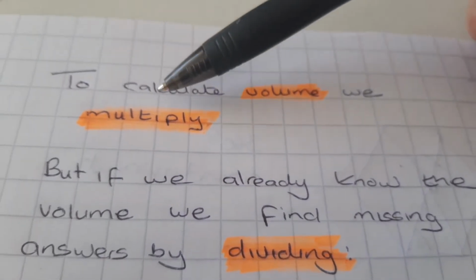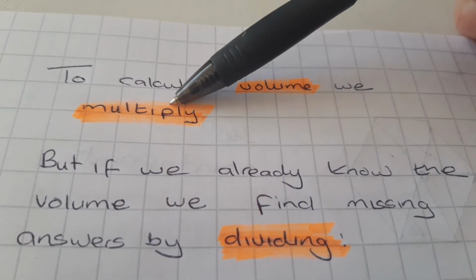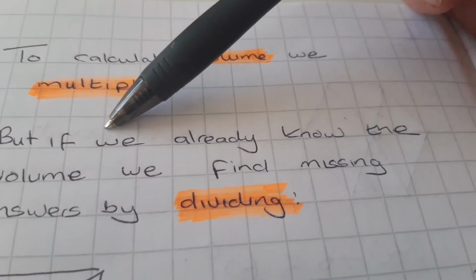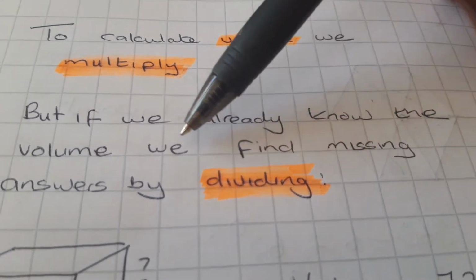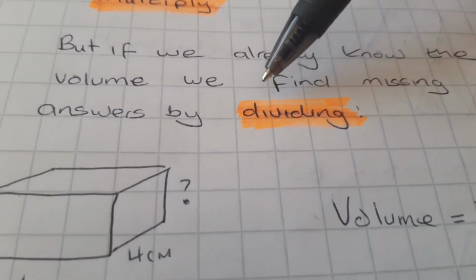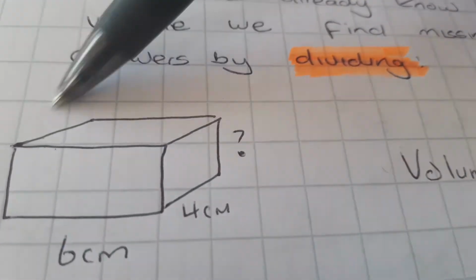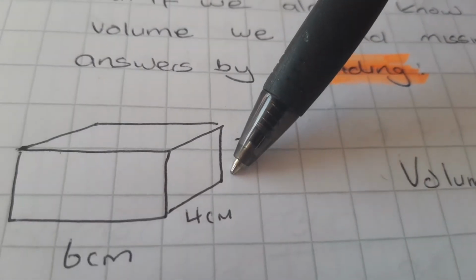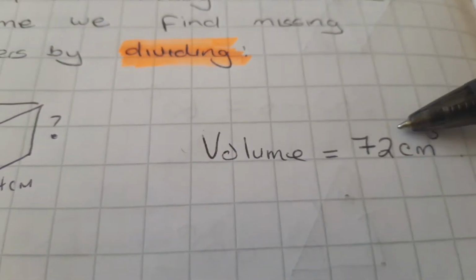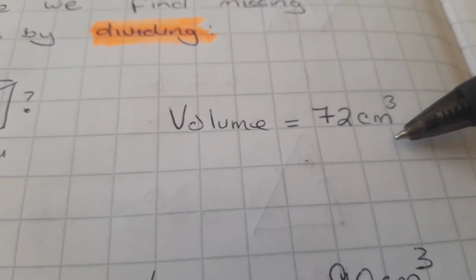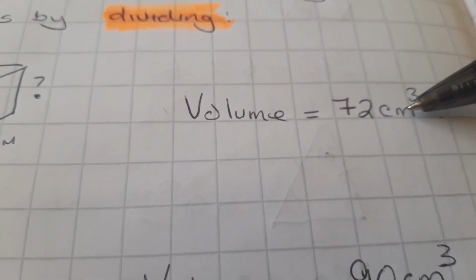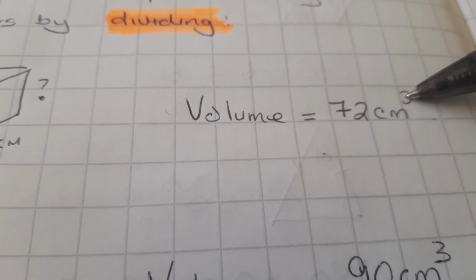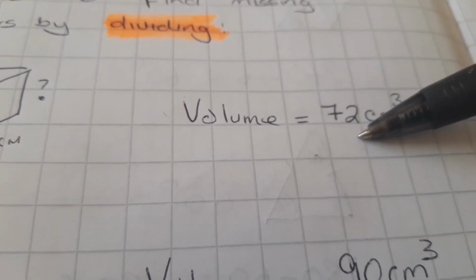To calculate volume, we multiply, and we know that we multiply the length by the width by the height. But if we already know the volume, we can find missing answers by dividing. So if you had this cuboid here, the length is 6, the width is 4, we don't know the height, but we do know the volume. Just for some people who were doing this wrong last week, you notice that volume has cm³, because it's cubes that you're counting, but length, width and height are all just cm.